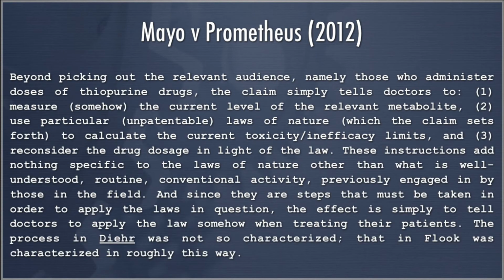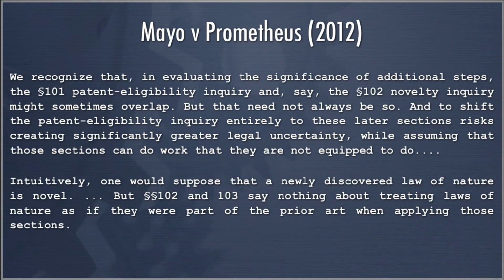So this is the basic point, right? If the question that you're supposed to ask with Section 101 is whether or not the claim is effectively novel, whether these additional claim elements are novel, then really all you're doing is conducting a sort of shortcut version of Section 102. And they address that, right? They say that need not always be so. To shift the patent eligibility inquiry entirely to these later sections risks creating significantly greater legal uncertainty while assuming that these sections can do work that they're not equipped to do.